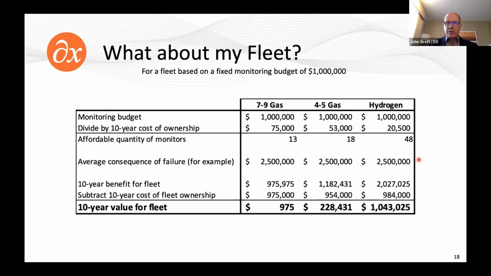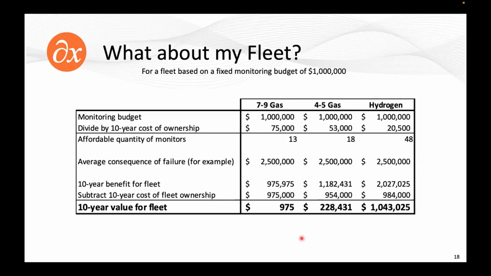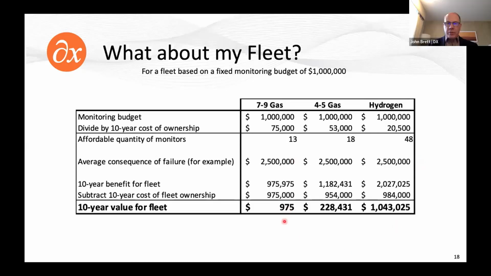In this case, with a limited budget, even though you're breaking even with a 7 to 9 gas monitor here, your hydrogen monitors are providing a lot more value, because even though the likelihood of finding a problem on an individual transformer might be less, you're able to look at a lot more transformers on an ongoing basis, because you can afford 48 monitors with your $1 million budget versus just 13 multi-gas monitors, 13 7 to 9 gas monitors. And that makes a big difference when you're playing the odds.